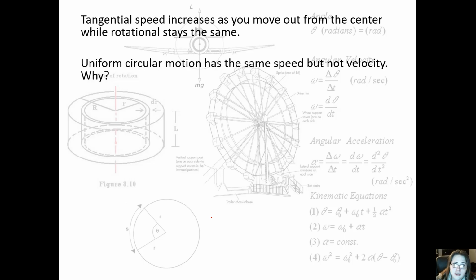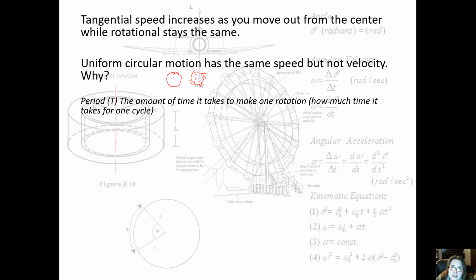Uniform circular motion has the same speed but not the same velocity. As you go around the circle, you are keeping the same speed. It's still going, say, 2 meters per second if you have a circle that's 2 meters in circumference, but the direction is constantly changing. So your velocity is changing.